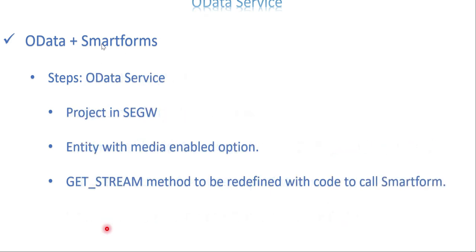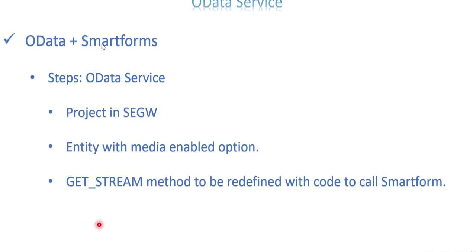So next steps are in the OData service. We need to create a project in SEGW, and the entity with the media enabled option. We have seen this already. So your entity should be enabled with a checkbox called media. That needs to be done. And if it is a media entity, obviously there are methods that start and end with stream: create stream, get stream, delete stream, update stream.